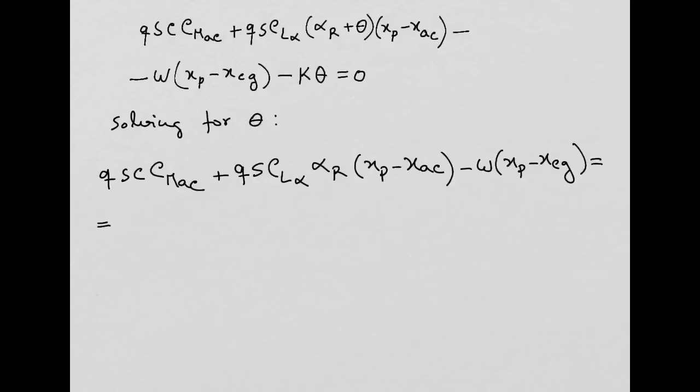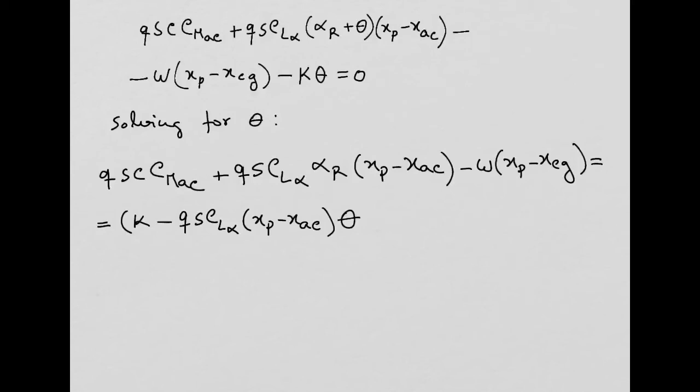This is going to be equal to what do I have on the right hand side? Well, I have K, and then I have minus QSC_L alpha times XP minus XAC, and this multiplies theta.